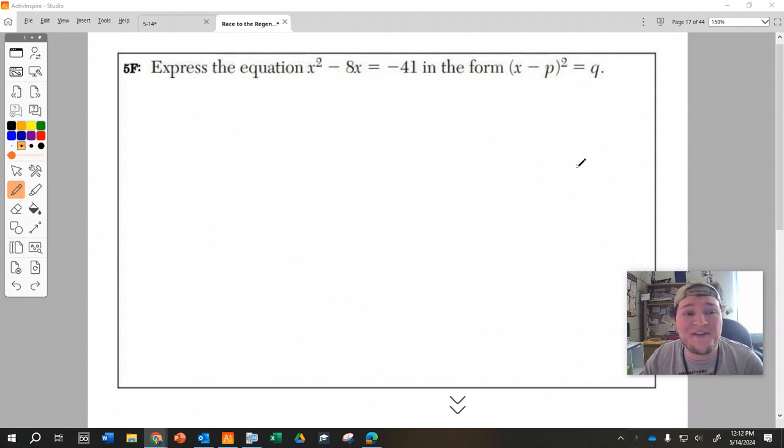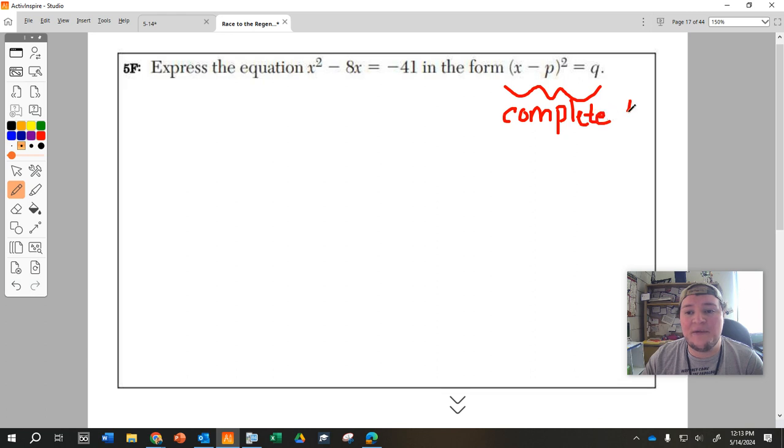Okay, question 5F. Express the equation x squared minus 8x equals negative 41 in the form (x minus p) squared equals q. Now, you would not realize it because it's just kind of weird and hard to interpret. This is telling us to complete the square, because when you complete the square, you rewrite it in a factored form equal to a constant. So we have to complete the square.